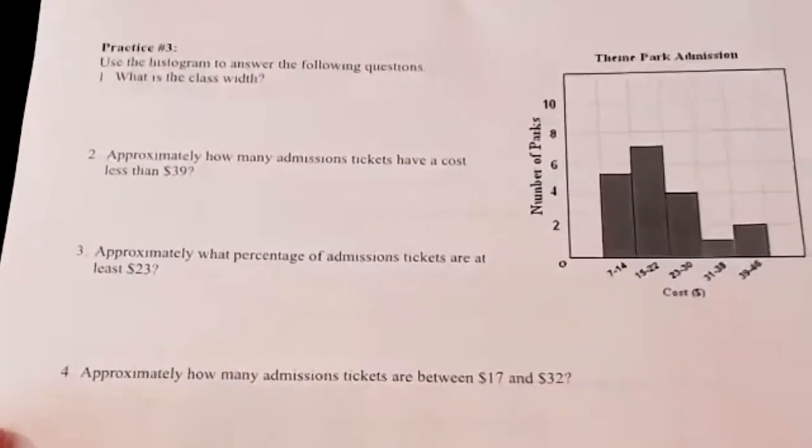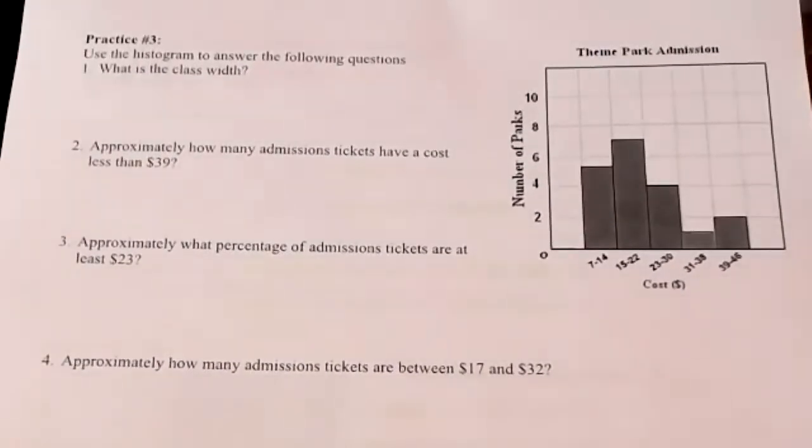The nice thing about histograms is that we've seen these before. We just haven't really tackled them in the way that we are right now in this stats class. So let's take a look. We have theme park admission, and we have the costs. $7 to $14, $15 to $22, $23 to $30, $31 to $38, and then $39 to $46. And then the frequency here is the number of parks. So you have the cost to enter the park, and then the number of parks that charge you within that range. So we're going to use this data to answer the following questions.